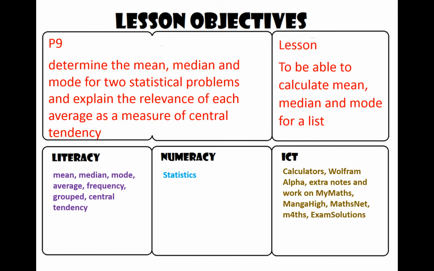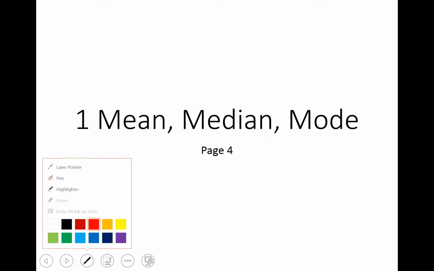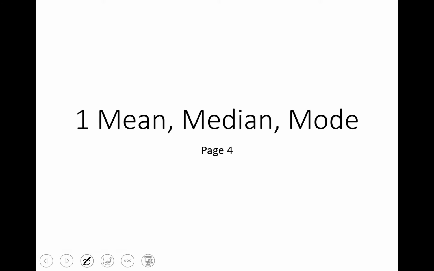In P9, we need to determine a mean, median and mode for two statistical problems and explain the relevance of each average as a measure of central tendency. In this lesson, we need to be able to calculate mean, median and mode for a list. Section 1, Mean, Median and Mode, page 4 of the P9 booklet.